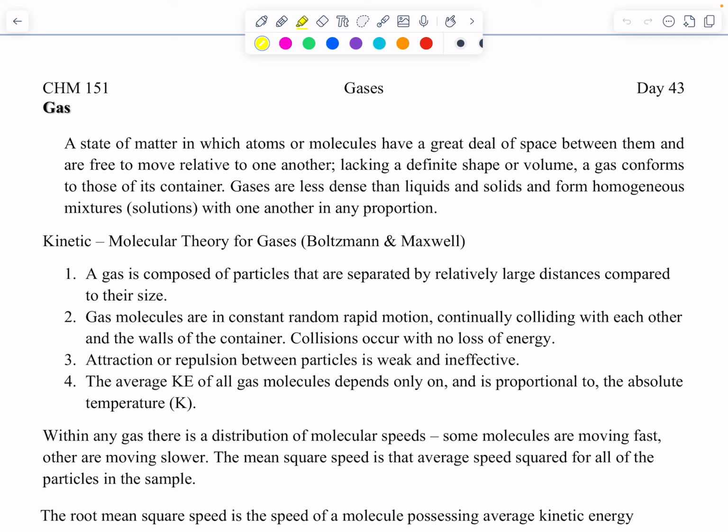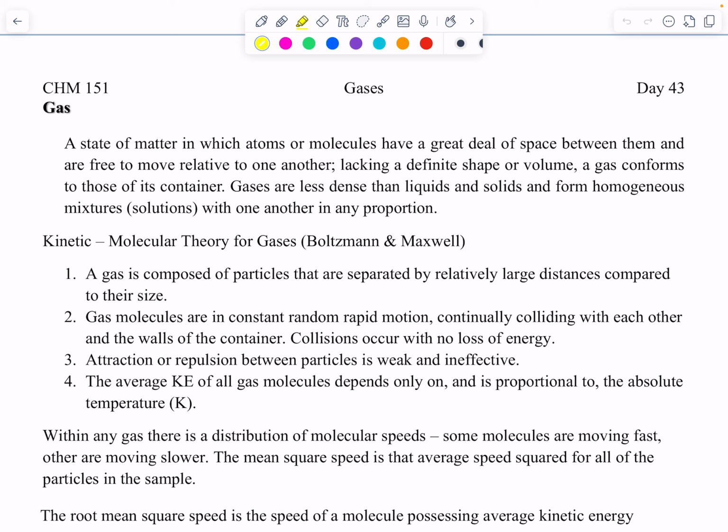So, to define a gas, and you probably know this, you might not have written it this way, but I like this definition. I got this when I was a grad student at Michigan State. A gas is a state of matter in which atoms or molecules, particles, right, gas particles, have a great deal of space between them and are free to move relative to one another, lacking a definite shape or volume. Gases conform to those of their container. Gases are less dense than liquids and solids. They form solutions, homogeneous mixtures with one another in any proportion, right?